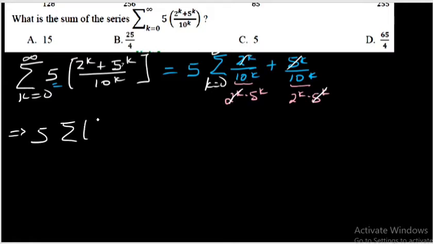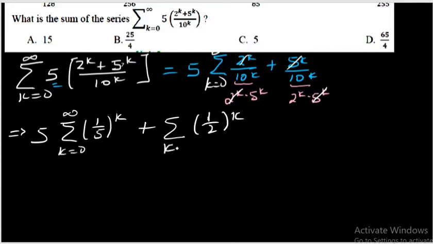I can write it as 1 over 5 the power of k, because 1 the power of k is the same as 1. So I can write the exponent k for 1 also. So k starts from 0 to infinity, plus, I can separate the summation because it's plus, 1 over 2 the power of k. Again, k starts from 0 to infinity, but the 5 is for both. We can put in a big bracket.